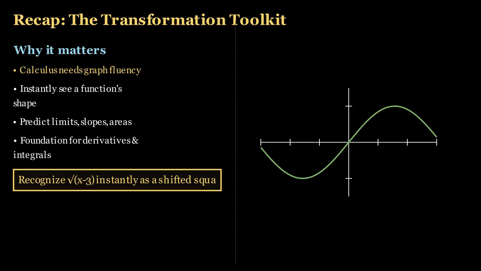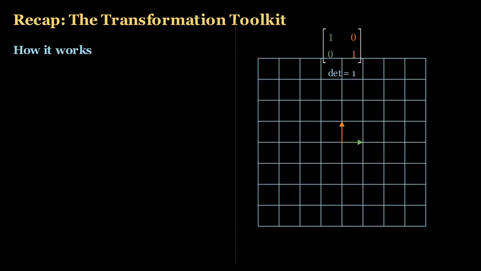The toolkit works because the general form splits into 2 groups. Everything outside the function, the a and the k, acts directly on the y values, so they move the graph vertically. A positive k lifts the whole graph up, and a bigger than 1 stretches it taller. Everything inside the function, the b and the h, acts on the x values, so they move the graph horizontally.